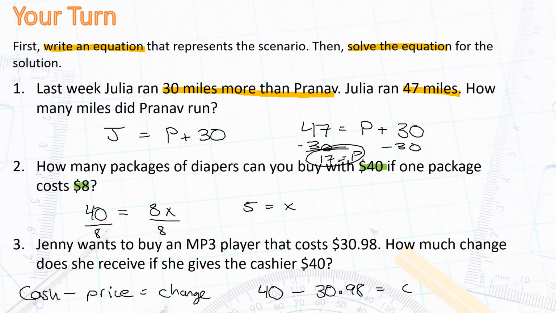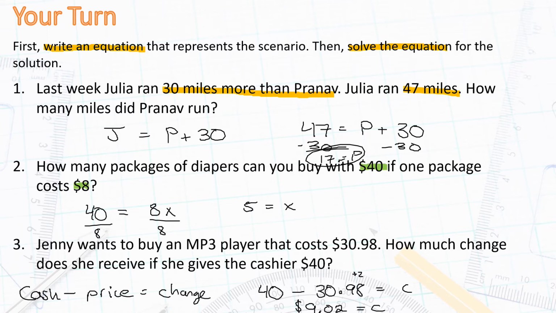40 minus $30.98. You can do that in your head if you would like. So if I added 2 cents to this, it would be $31. And 40 minus 31 is 9. So the answer is $9.02 is what the change should be.